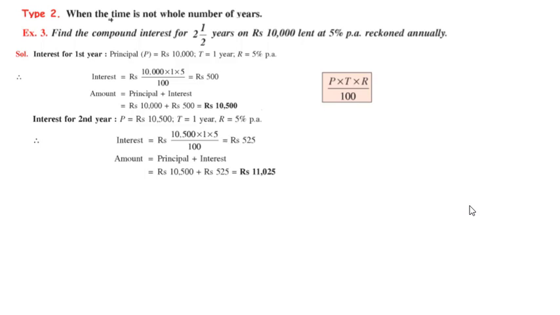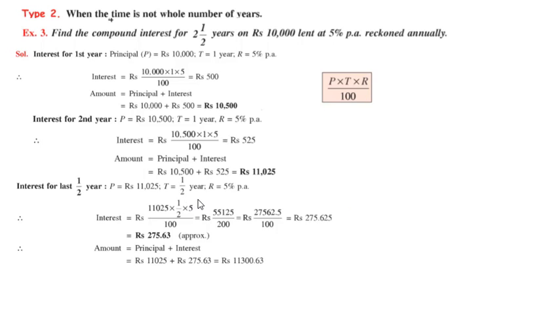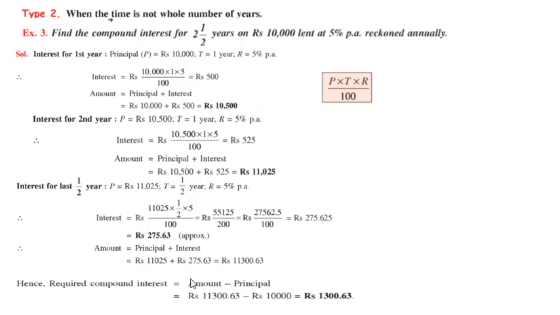So for the third year I will take time as half year, because t is the number of years. So here t is 1 by 2, and in the formula in place of t I will use 1 by 2. I will get interest as rupees 275.625. So this gives me the interest as rupees 275.63, and thus my total amount is my principal, which is 11,025, plus interest, which is 275.63, and thus the total amount at the end of 2.5 years is 11,300.63. Thus my interest is this total amount minus the principal at the beginning, which is 10,000. So 1,300.63 is my compound interest.